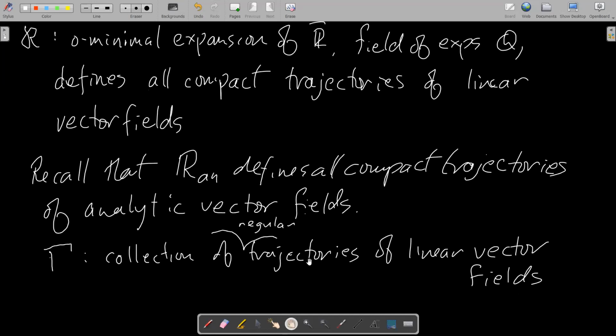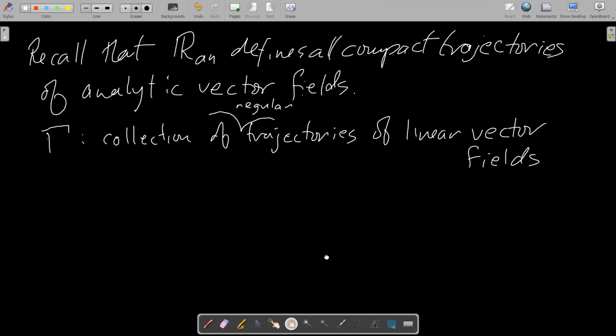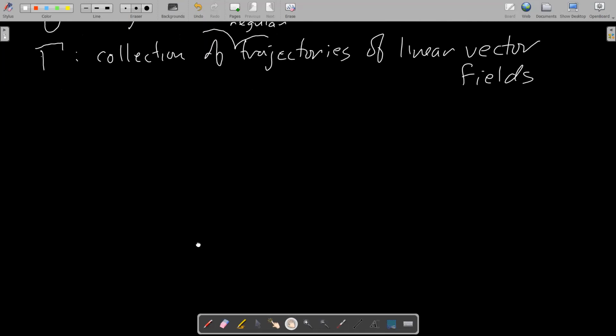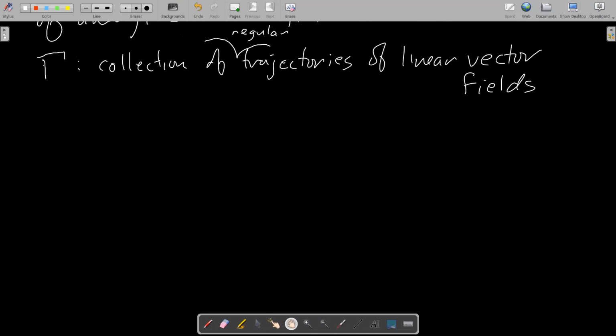So here's a result about such a thing. Oh, sorry. I need one more bit of notation here. What did I decide to call it here? All right, why not? Squiggle equal. So we're going to let our squiggle be the expansion of my base structure R by all of the trajectories in this collection.